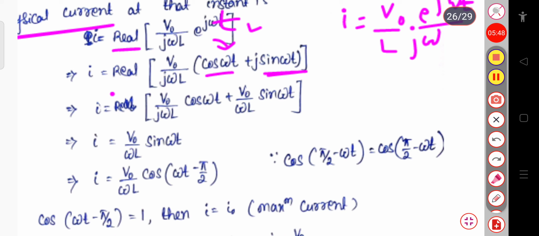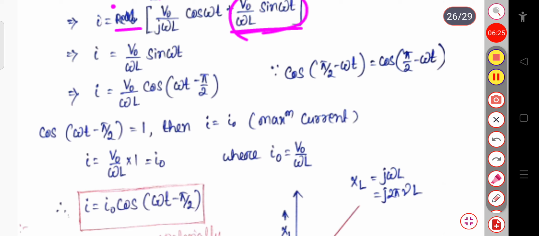Now this is equal to the real part of, if I multiply V naught by j omega L with cos omega t, this will be V naught by j omega L into cos omega t, plus j, and here the j cancels, so V naught by omega L into sin omega t. So in the second term we have cancelled the j term, and in the first term the j term is present. The coefficient of the j term represents the imaginary part, and the term not containing j represents the real part. So the real part will be V naught by omega L into sin omega t.